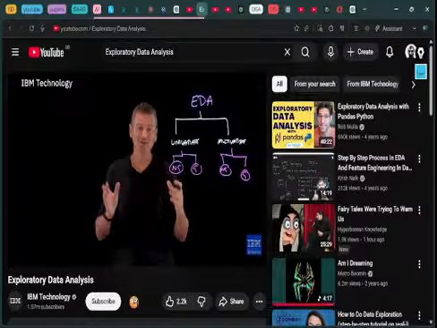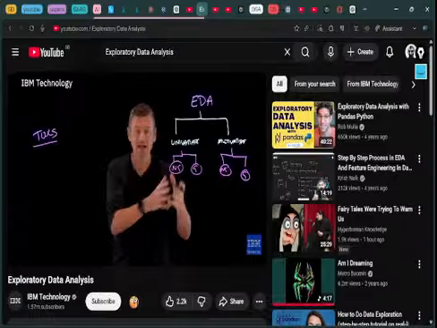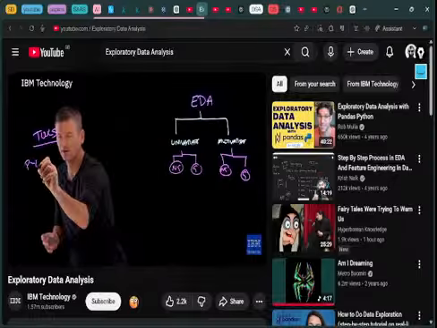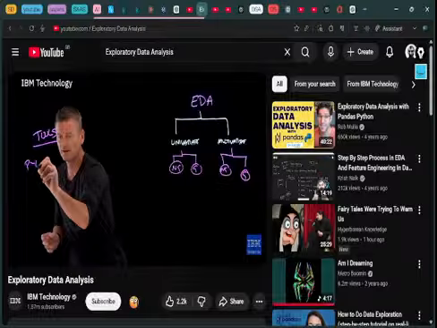Now, some of the most common data science tools that we have available to use to create EDA include Python and R. Python and EDA can be used together to identify missing values in a data set.